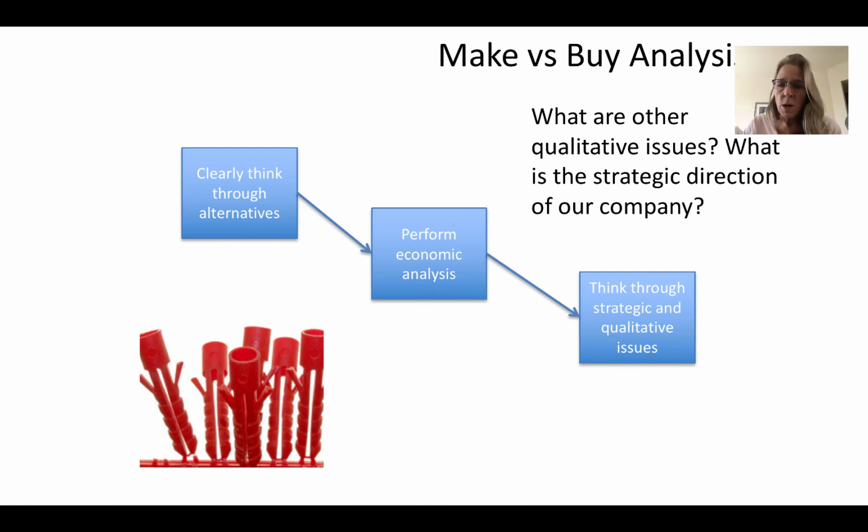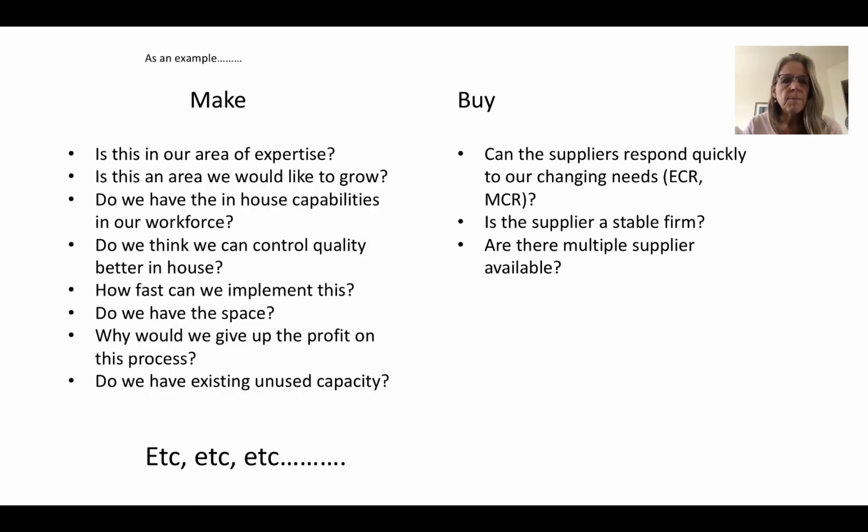So what are the other qualitative issues that we need to be concerned about? What is the strategic direction of our company? Here are some examples of questions. Is this in our area of expertise? Is this an area we would like to grow into? Do we have the in-house capabilities in our workforce? Do we think we can do quality control better in-house? How fast can we implement this? Do we have the space? Why would we give up the profit on this process? Do we have existing unused capacity?